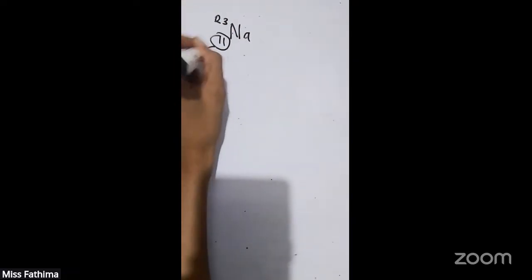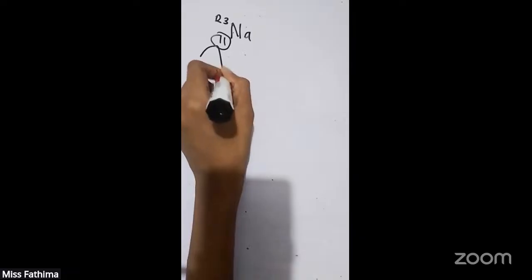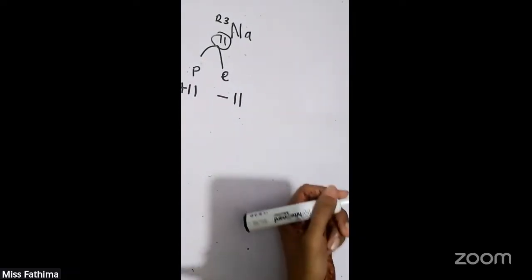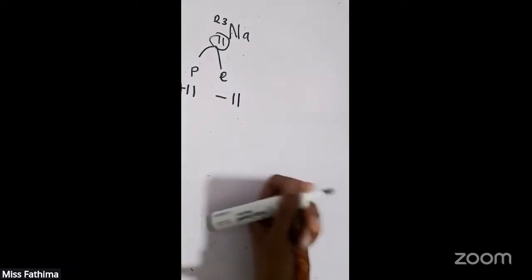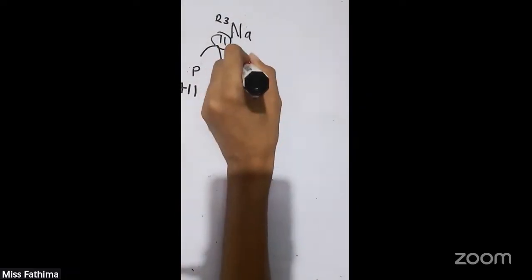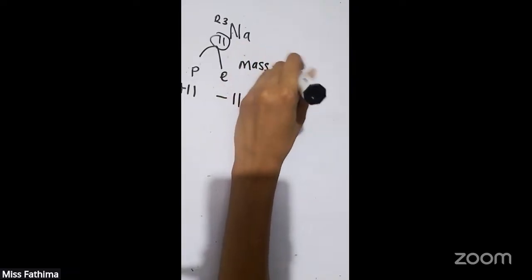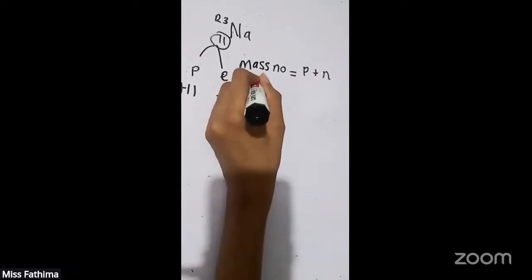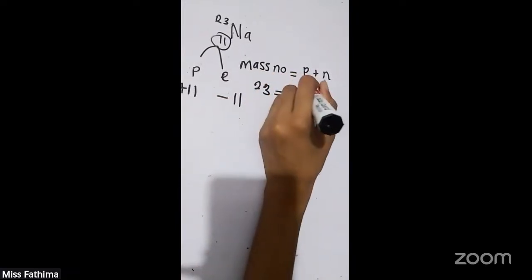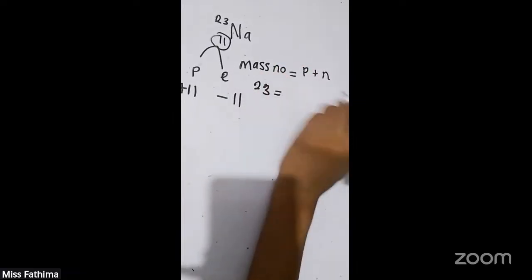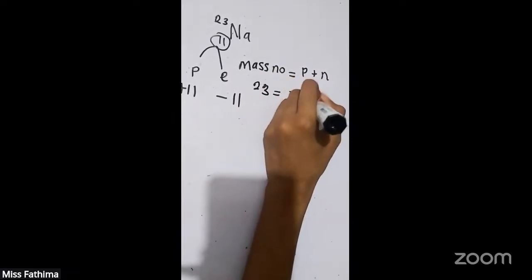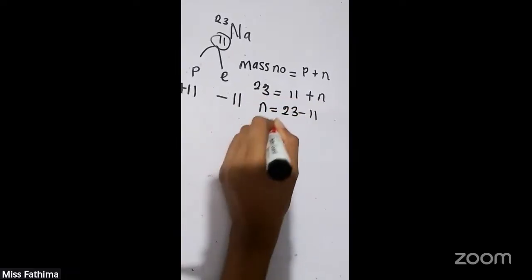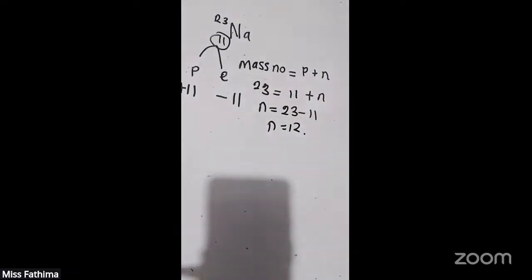When you look at the atomic number, you can find the number of proton and electron, which is plus 11 and minus 11. Now you are supposed to find the number of neutrons, right? So to find the number of neutrons, use the equation: mass number equals number of protons plus number of neutrons. So 23 equals 11 plus n. n is equal to 23 minus 11. That will give you 12. This is the first answer.